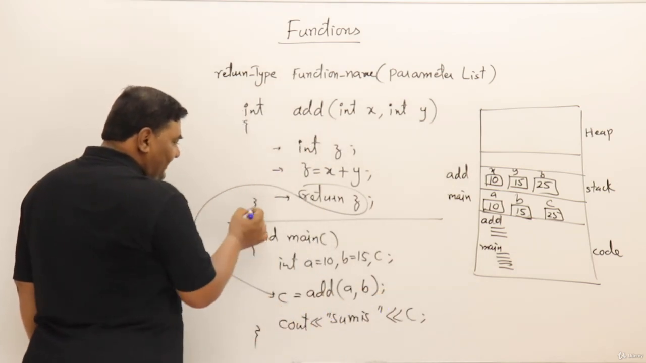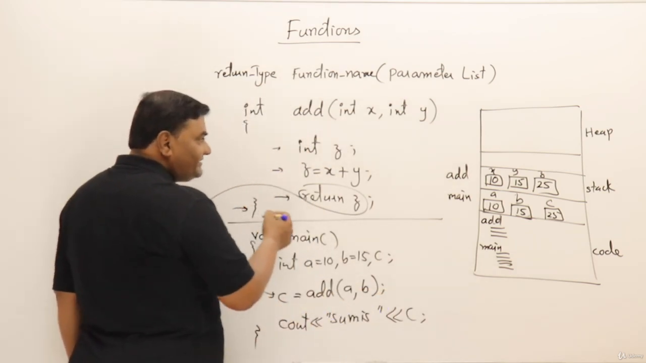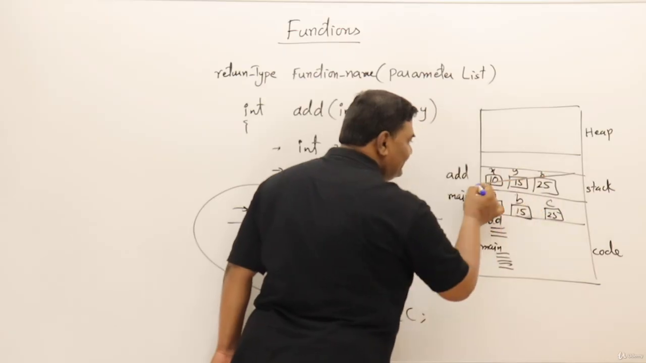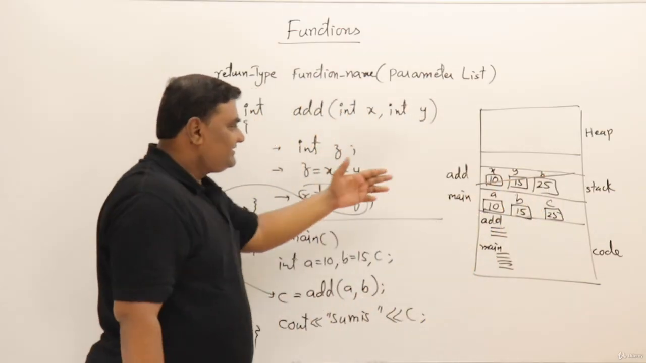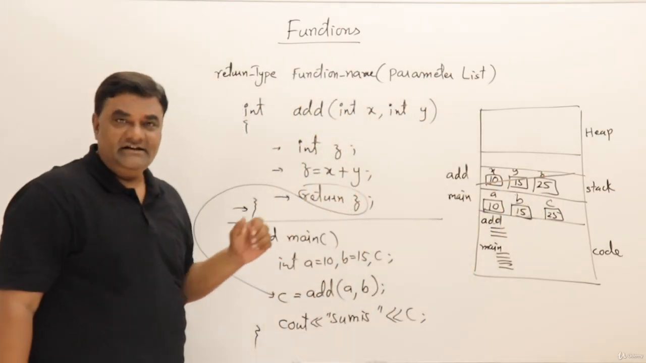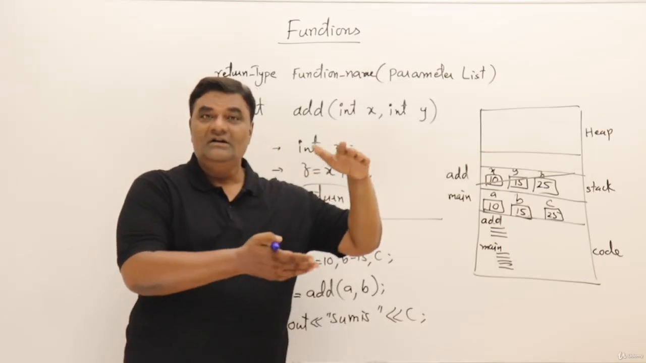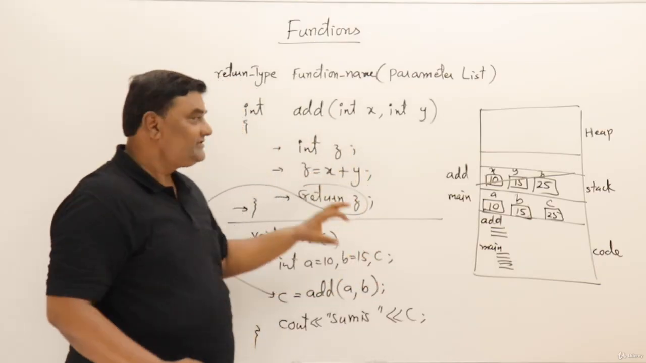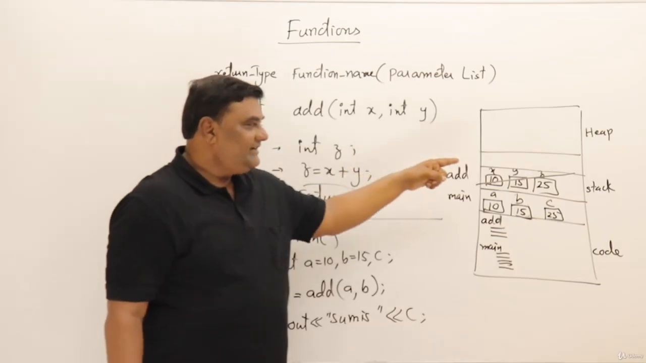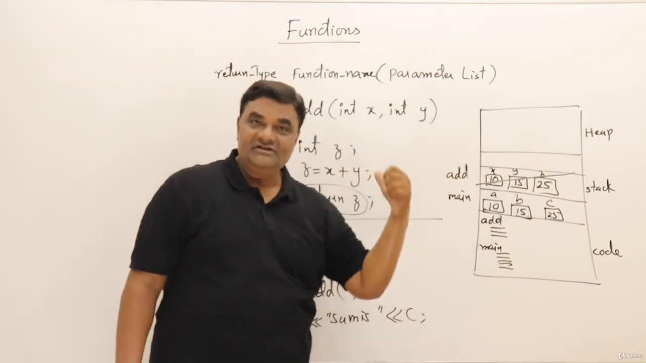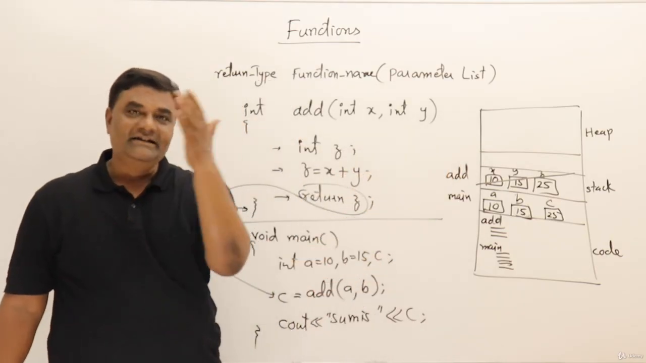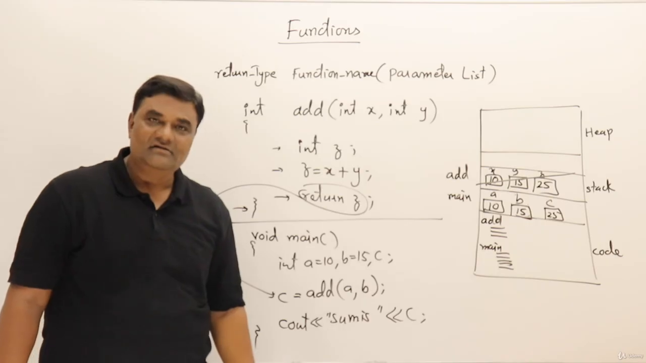And once the function ends, it reaches here. Once the function ends, its memory inside the stack will be removed. So its activation record is deleted. So this means we understand that whenever a function is called, the memory for all the variables used in that function is created inside the stack, and when the function ends, all that memory will be cleared automatically.